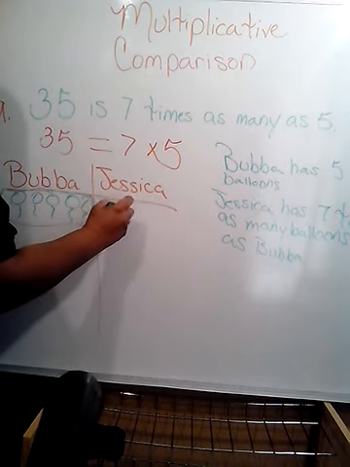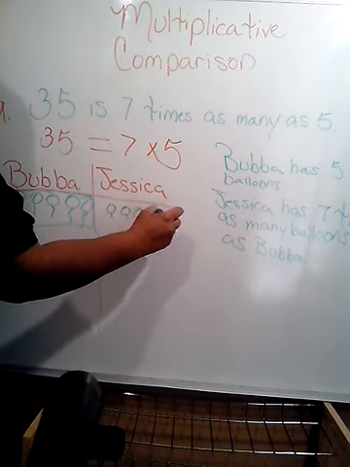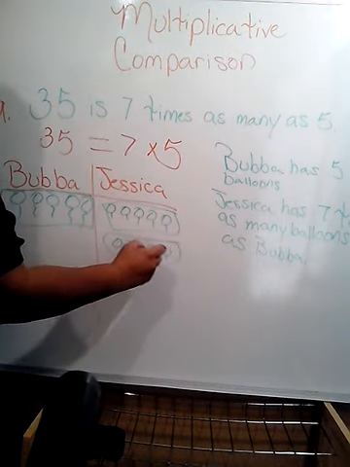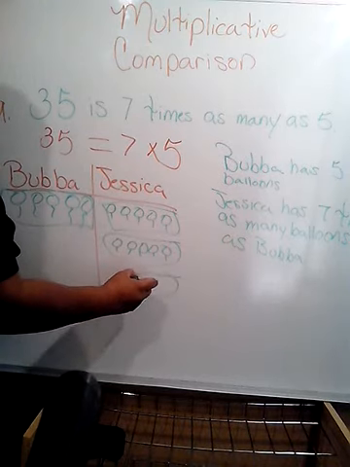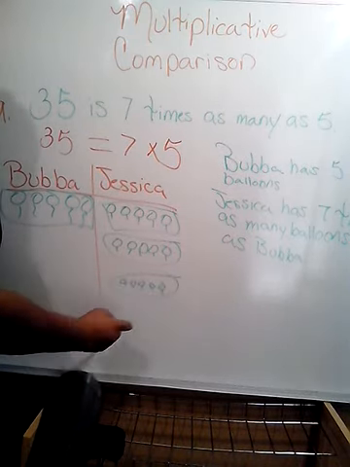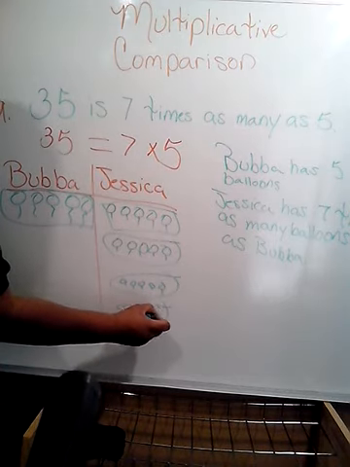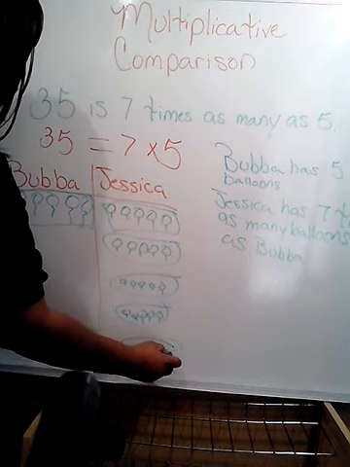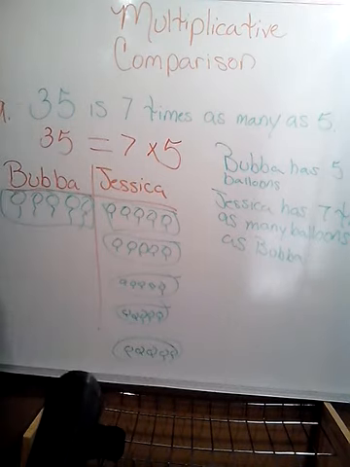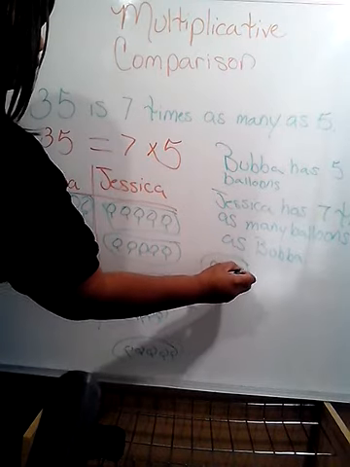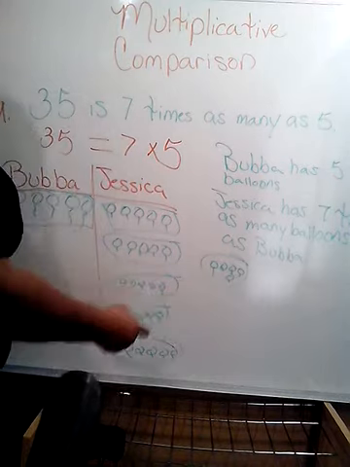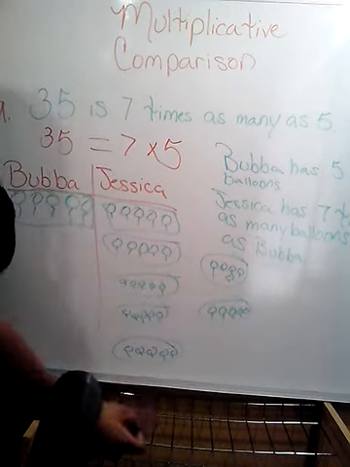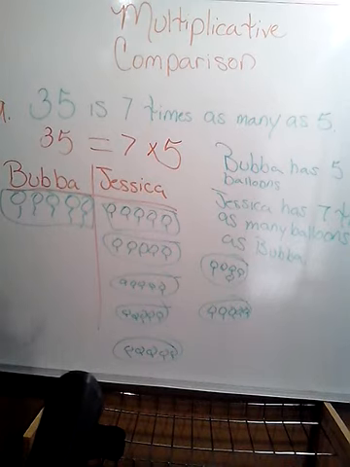So Jessica's going to have 1, 2, 3, 4, 5. 1 times as many. 1, 2, 3, 4, 5. 2 times as many. 1, 2, 3, 4, 5. 3 times as many. 1, 2, 3, 4, 5. 4 times as many. 1, 2, 3, 4, 5. 5 times as many. 1, 2, 3, 4, 5. 6 times as many. 1, 2, 3, 4, 5. 7 times as many balloons as Bubba.